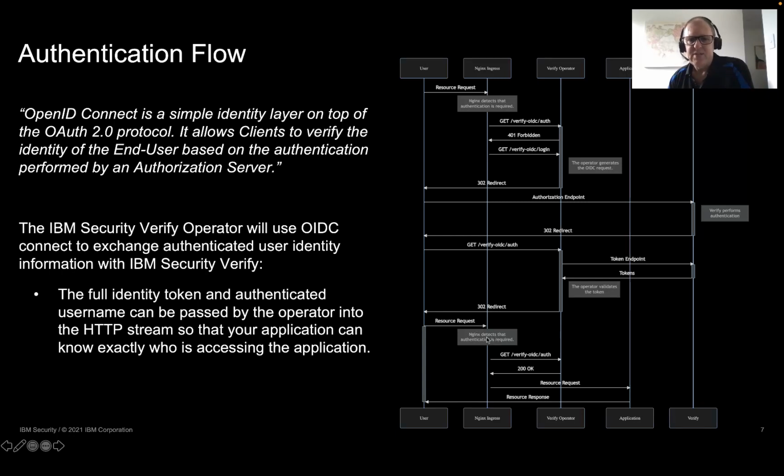Again, Nginx detects that authentication is required, so it will call out to the Verify operator. At this point, the Verify operator recognizes the fact that the user is already authenticated, so it just returns a 200 OK back to the Nginx ingress operator, which then tells the operator that this request is okay. It will also insert identity information as HTTP headers into the request and forward the request onto the application. The application will do its part and then generate and return the response.